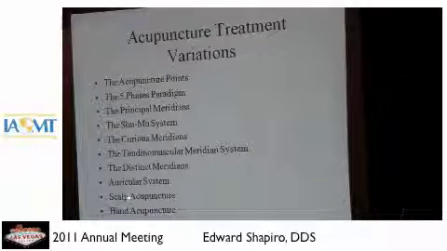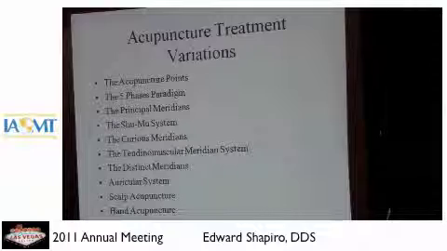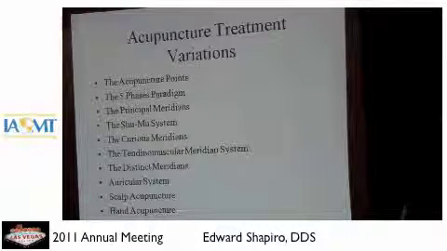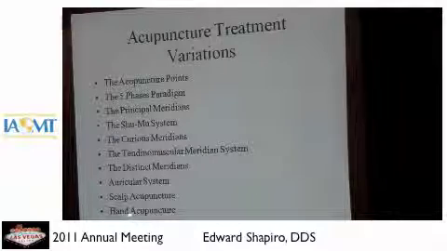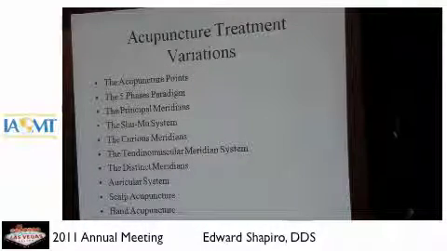Scalp is a Japanese form of acupuncture. It uses strictly points on the scalp, and it's also very, very effective. Hand is also another way of doing this. You can do all of the treatment just off of the hand.